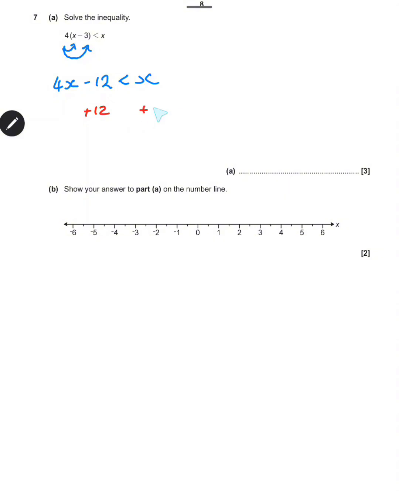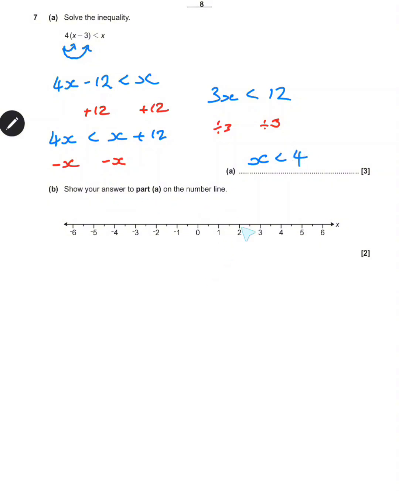So what I'll do is I'll add 12 to both sides. We get 4x is less than x plus 12. And at this point, I'm going to get rid of the smaller x's. So take x. And what you get is 3x is less than 12. Final step, divide by 3. Divide by 3, and we get x is less than 4.